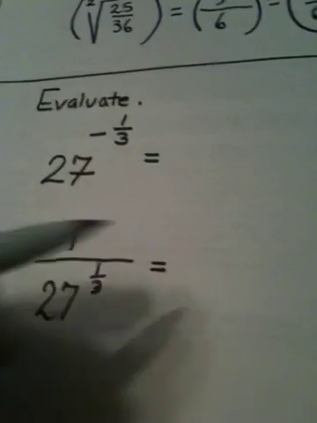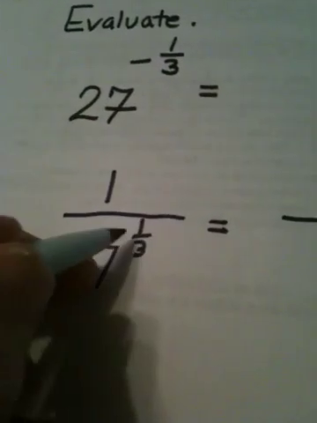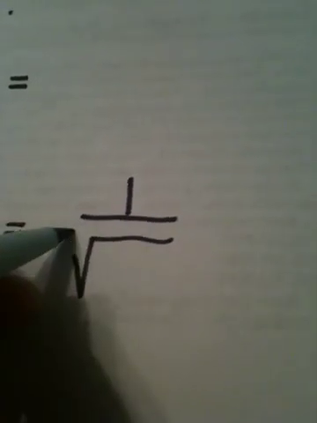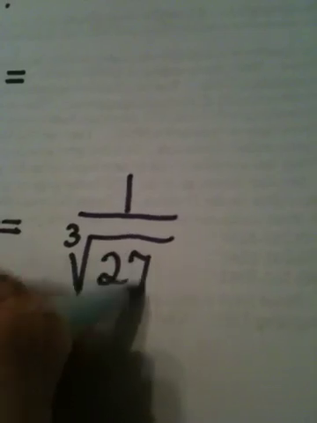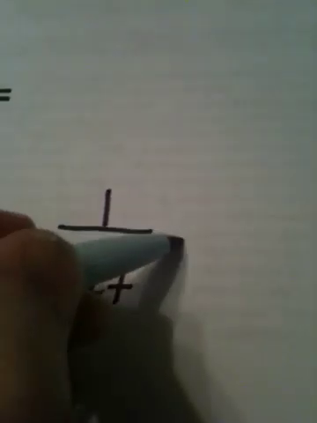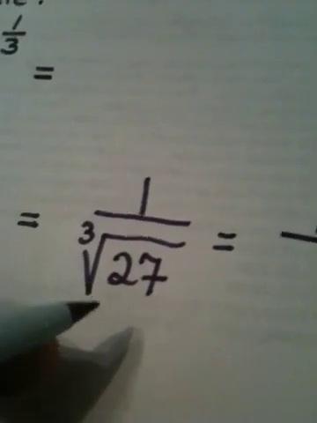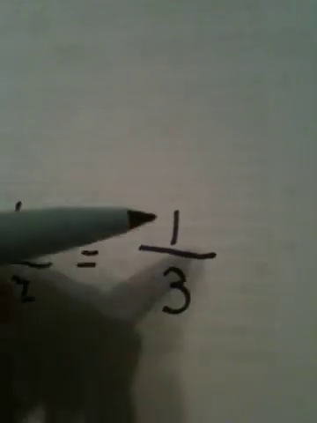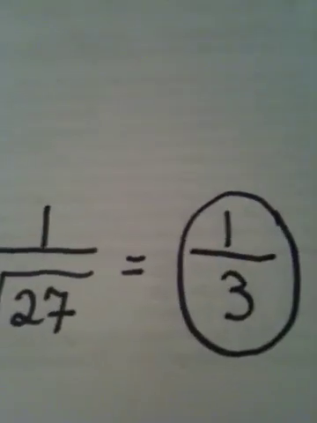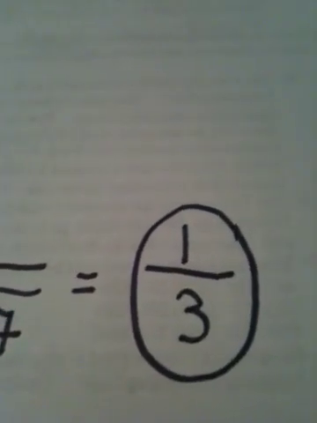So this becomes 1 in the top, and on the bottom, 27 to the 1/3 power becomes the cube root of 27. So the numerator is 1. The cube root of 27: what times what times what would give me 27? 3. Therefore, my answer to this problem is the fraction 1/3. And we're done.